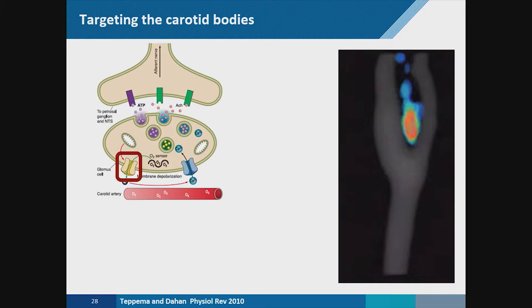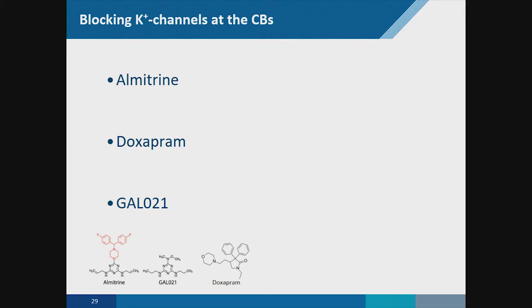What drugs do we have that mimic the effect of hypoxia in blocking the potassium channel at the carotid bodies? Well, we have three drugs, actually. We have almitrine, you might know it. We have doxapram, I assume most of you know it. In my whole career, I only used it once when I was a young resident. And after that, all of a sudden, it had disappeared. I'm not really sure why. I've never seen it again. And there is an experimental compound called GAL-021.